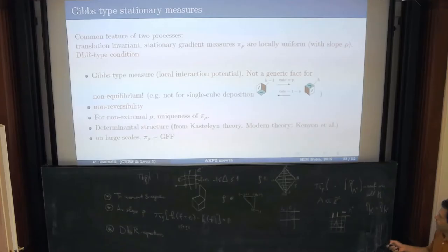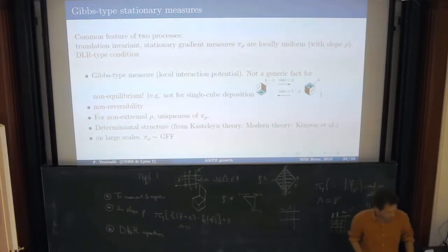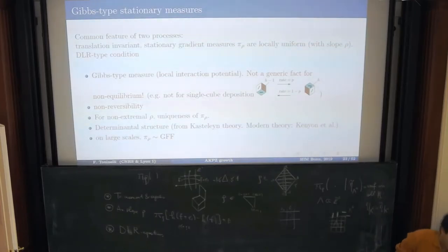Okay, this I've said. I said that these measures also have very nice features of having a determinantal structure. Maybe later I will say something more. So what is the analog of these measures in 1D? In 1D, for TASEP, the invariant measures are Bernoulli. So the occupation variable at every site is independent of the occupation variable at every other site. Here we don't have that: these measures on dimer configurations are not IID.